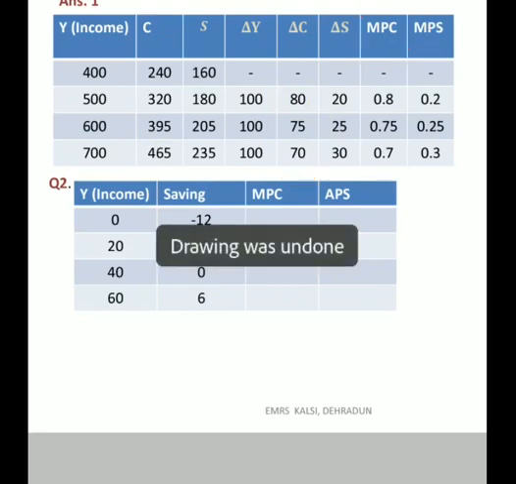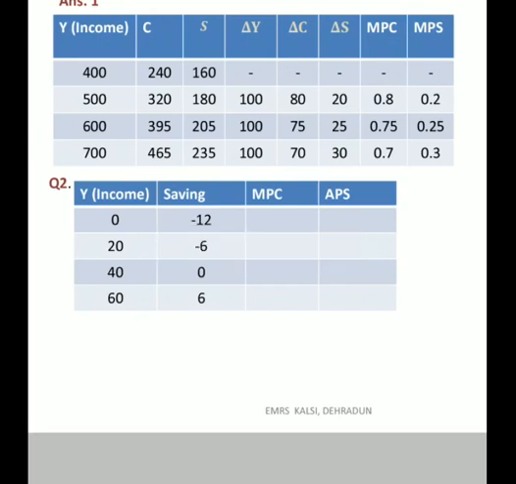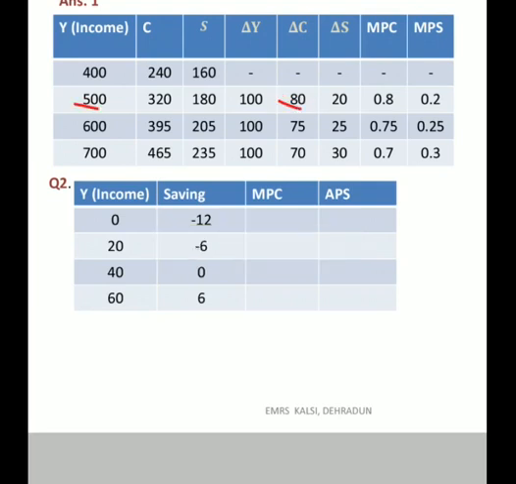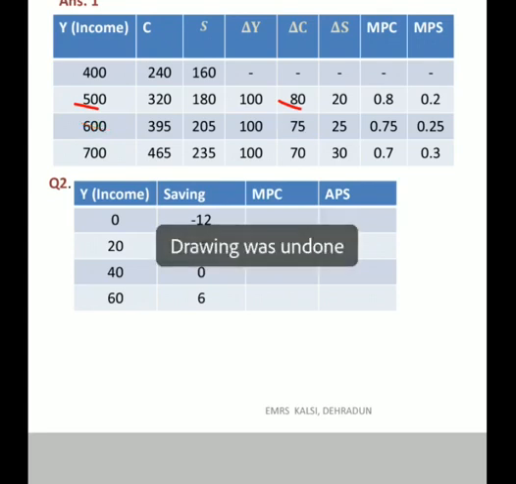See, remember, there is no single answer for delta C. We have to find it for each row, for each level of income. At 500 level of income, our delta C is 80. At 600 level of income, our delta C is 75. So for each level of income, or I should say for each level of consumption, we have to find the delta C, delta Y, or delta S.